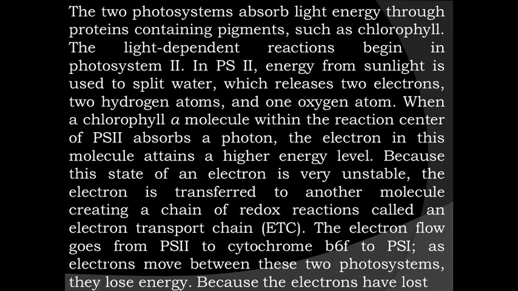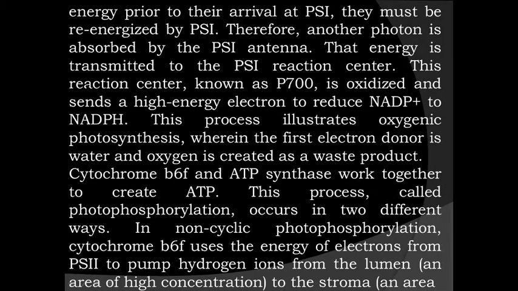The electron flow goes from photosystem second to cytochrome B6F to photosystem first. As electrons move between these two photosystems, they lose energy. Because the electrons have lost energy prior to their arrival at pigment system first, they must be re-energized by pigment system first.